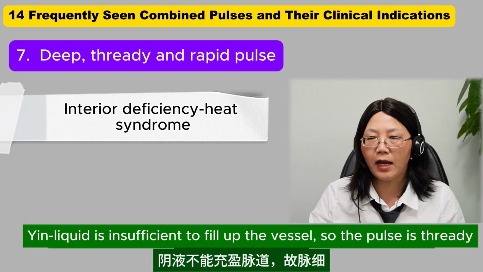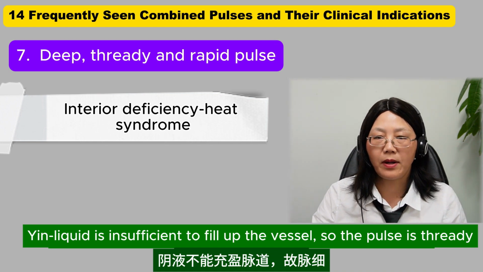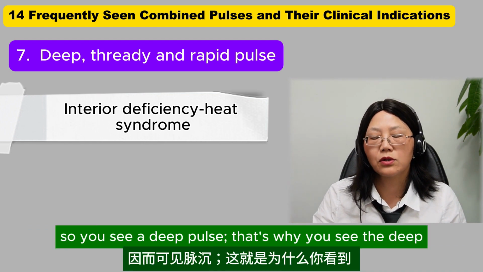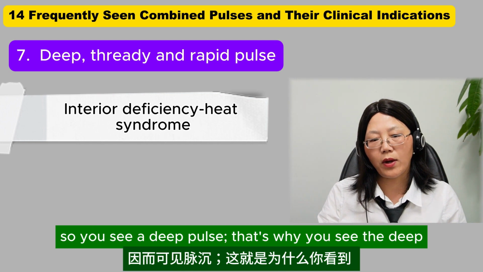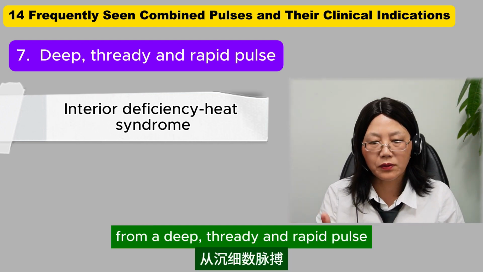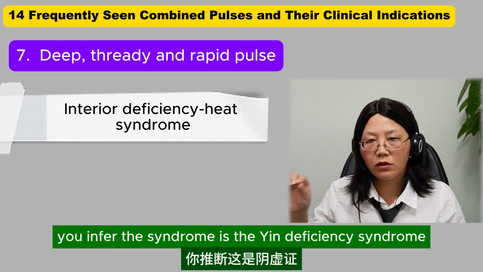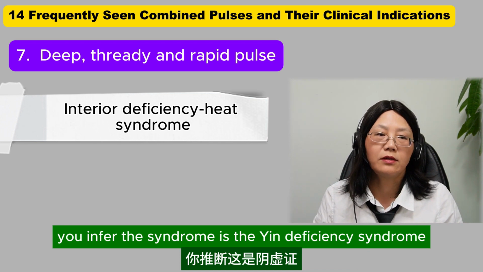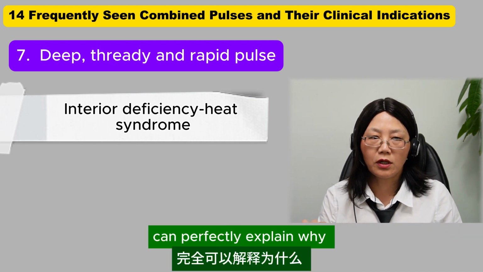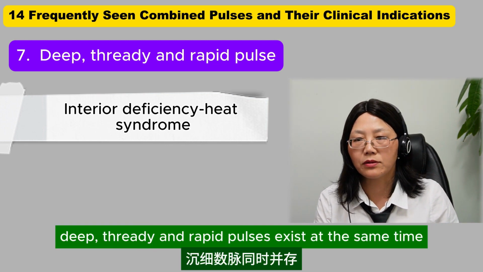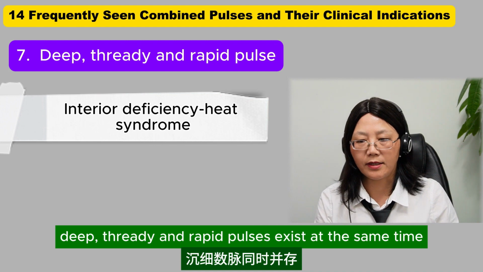Yin liquid is insufficient to fill up the vessel, so the pulse is thready. The yin deficiency is an interior problem, so you see deep pulse. That's why you see the deep, thready, and rapid pulse. From deep, thready, and rapid pulse, you infer the syndrome is the yin deficiency syndrome. The yin deficiency syndrome can perfectly explain why deep, thready, and rapid pulse exist at the same time.